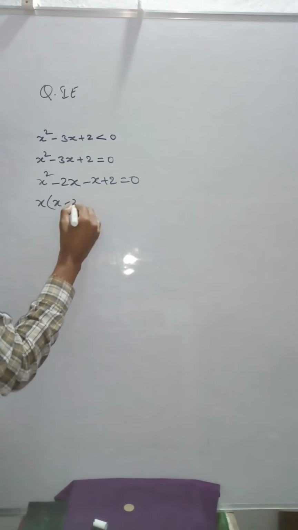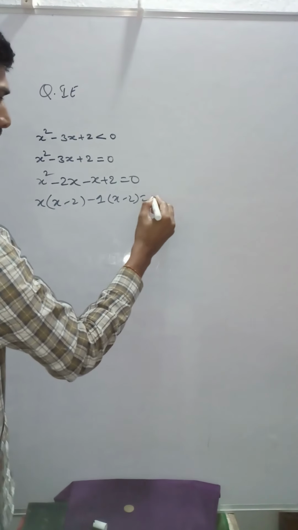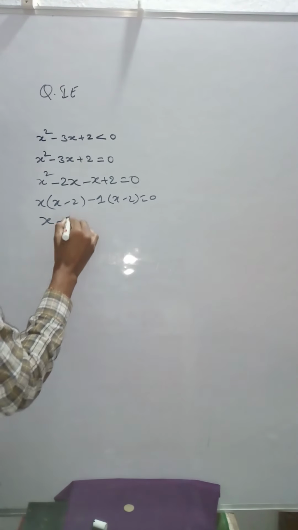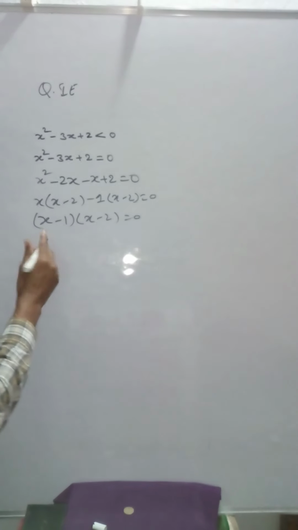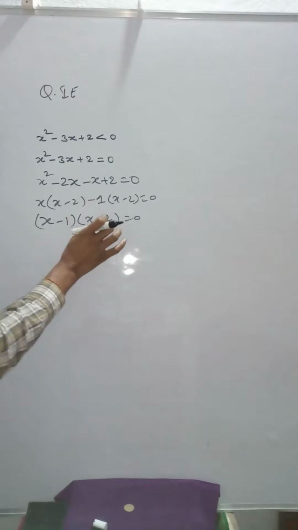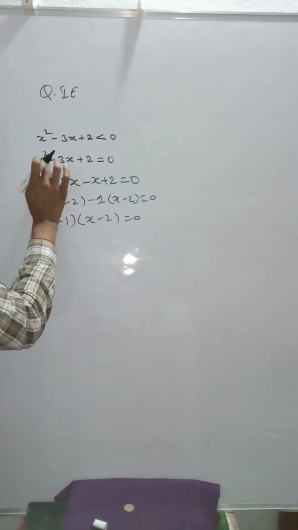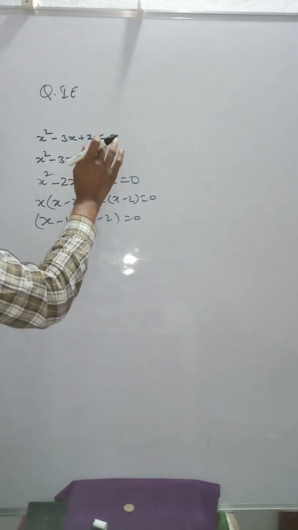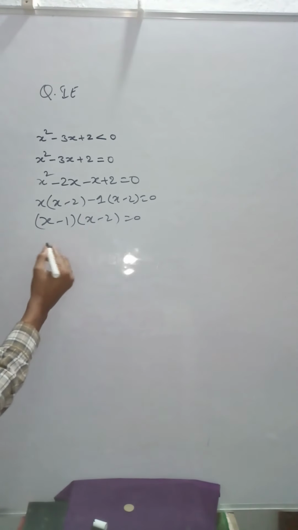I will take x as common. Here you have minus 2 and minus 1 as common. x minus 2 is equal to 0. Then x minus 1 and x minus 2 equal to 0. So x equals 1 and x equals 2 are the specified roots, or exact positions, that will satisfy this equation. But we have an inequation here, that is x square minus 3x plus 2 is less than 0. Now we will go for that.